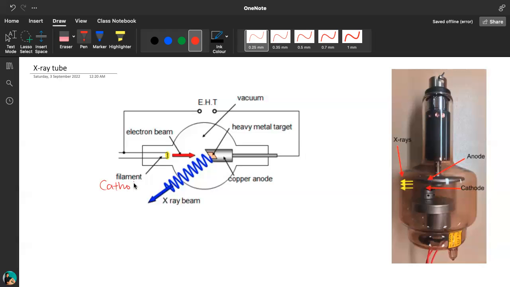When you heat up the metal, the filament gets hot and then it will release electron through thermionic emission. Then electron travel at high speed and then they strike the heavy metal. Okay, they strike the heavy metal.